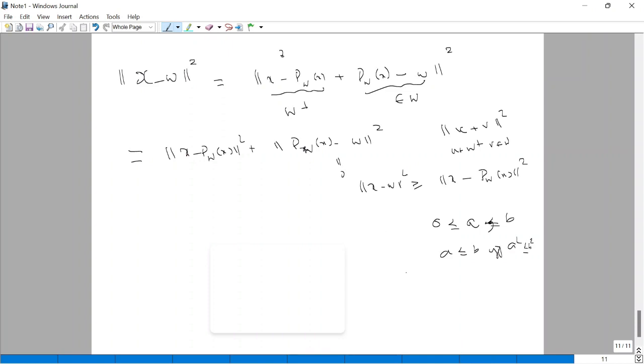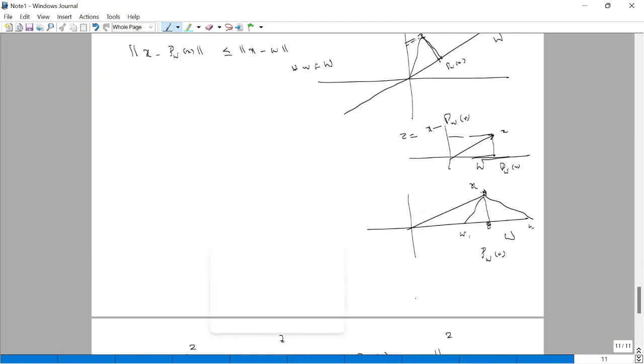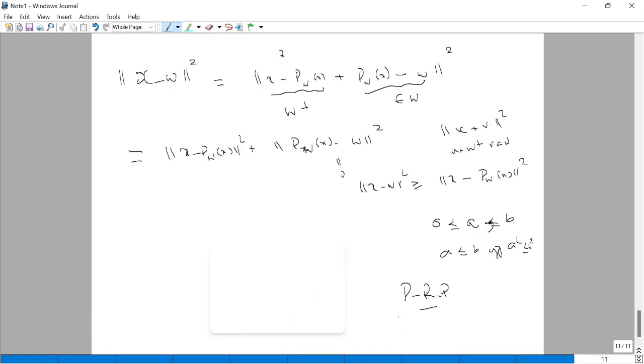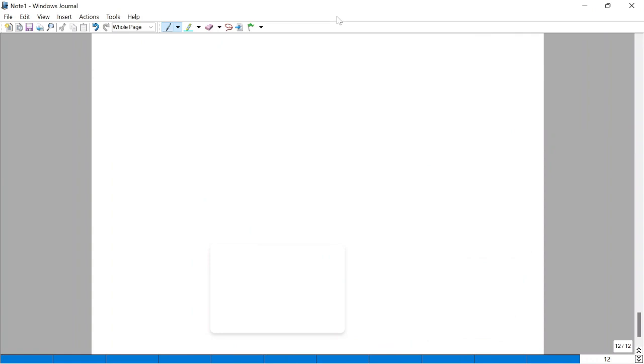So please understand. What have we shown? We have shown that if I orthogonally project a vector, maybe I'll do another page, so if I orthogonally project this vector x onto W, this is my PW of x. This is the point which is nearest to x. Among all points of W, this is the point which is nearest. This is the most important thing.